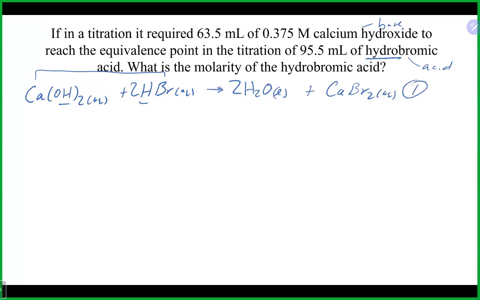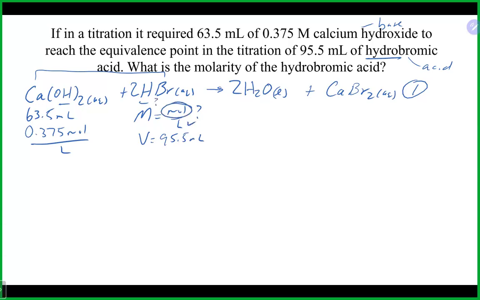Now we can roll into the stoichiometry part of the problem. We're going to identify what's given to us. We have 63.5 milliliters of 0.375 molar, which I'm going to turn into moles per liter. So we have the molarity and the volume of the calcium hydroxide. Here we're looking for the molarity of the HBr, which would be moles per liter, and we have the volume given, 95.5 milliliters. So we're looking for the molarity, and we'll use stoichiometry to get the moles so we can figure it out.